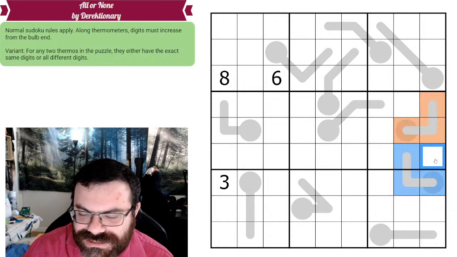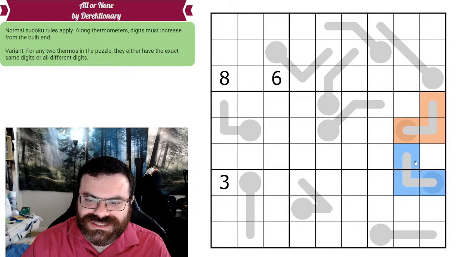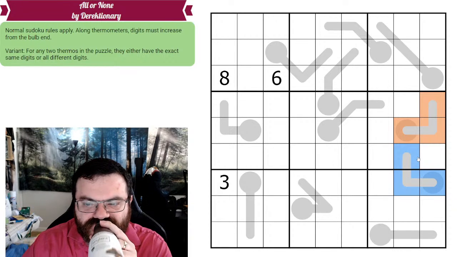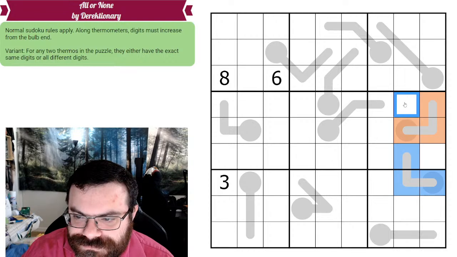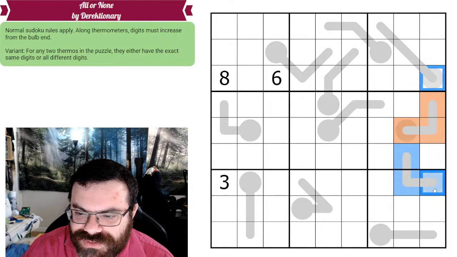So we can't really think of it as an extended thermometer, but we know there's only 3 digits missing from these thermometers. This one shares a bulb with blue. Could it be the same as orange, though? I think it could be.